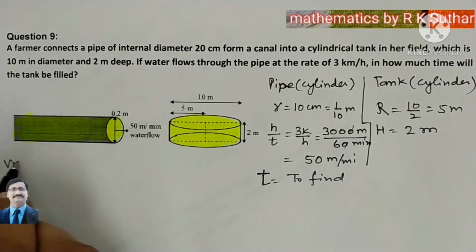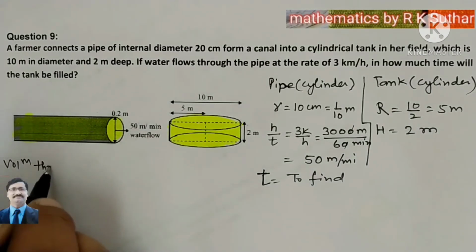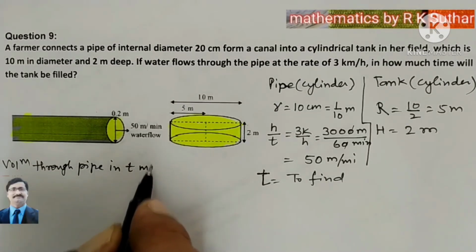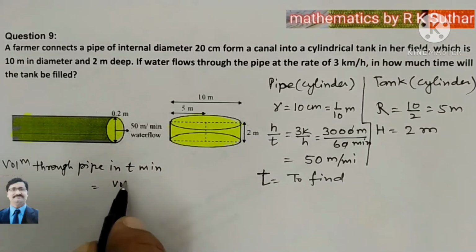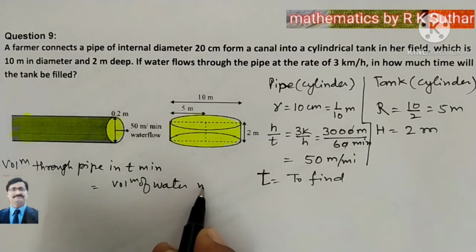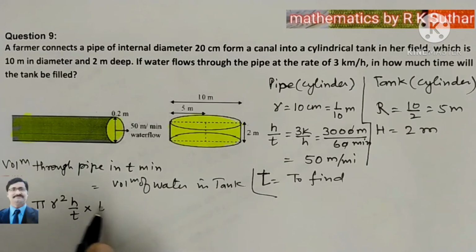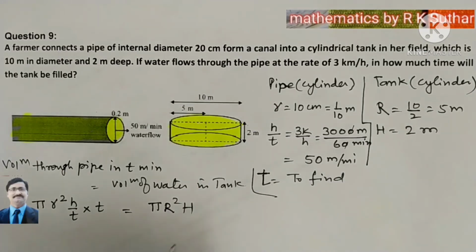Now we can write here that volume of water through the pipe in t minutes equals volume of water in the tank. So volume of water through this pipe is pi r square h upon t into t. We can write this equal to volume of water in tank, pi capital R square and capital H. Now pi and this pi we can cancel.